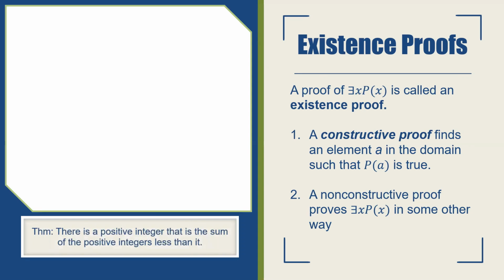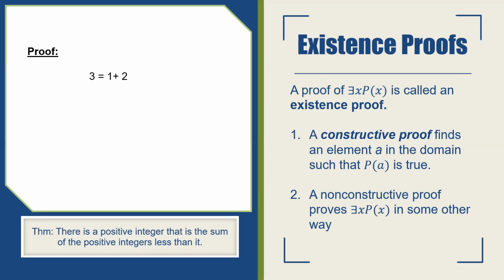There is a positive integer that is the sum of the positive integers less than it. Proof, really simple, because I found it. It's 3. 3 is equal to the sum of the positive integers less than it: 1 plus 2. Nothing fancy there, right? You say, hey, it exists, and you go find it.